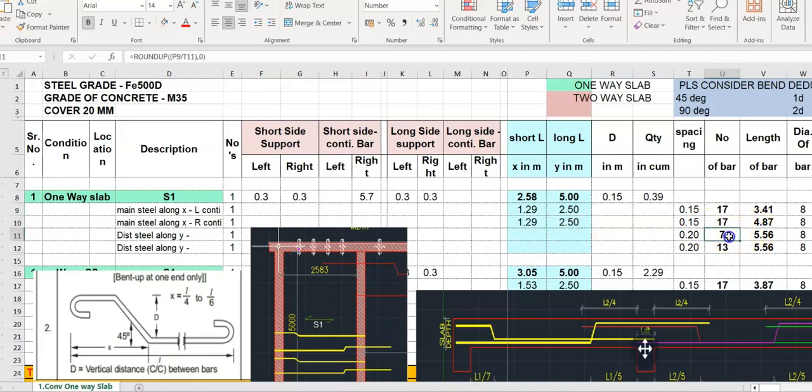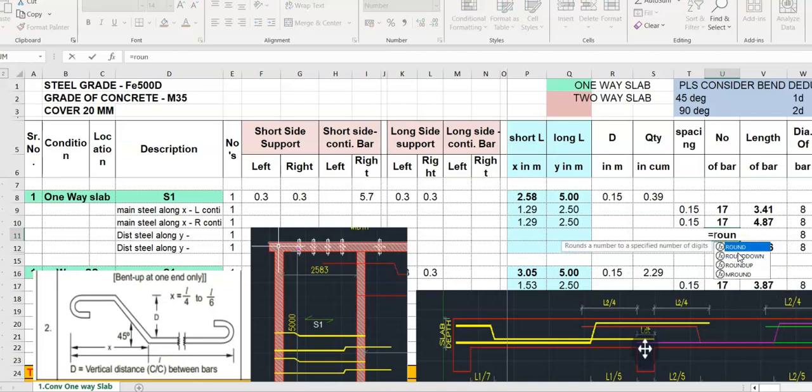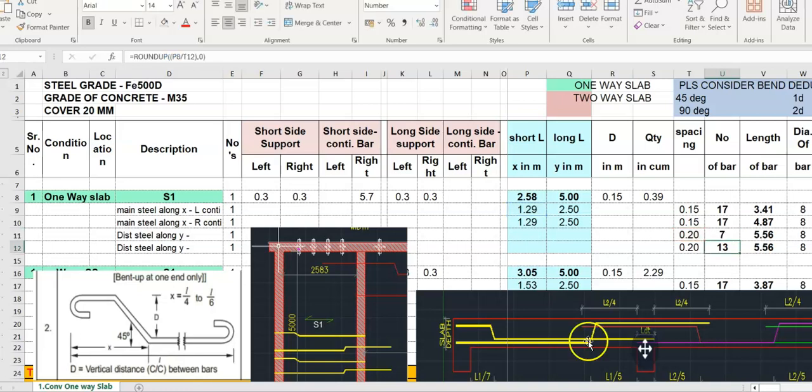Similarly, go for the distribution steel. We divide the shorter length because distribution steel lies in the longer side. Shorter length spacing is 1.29 divided by spacing, comma 0. Control D.